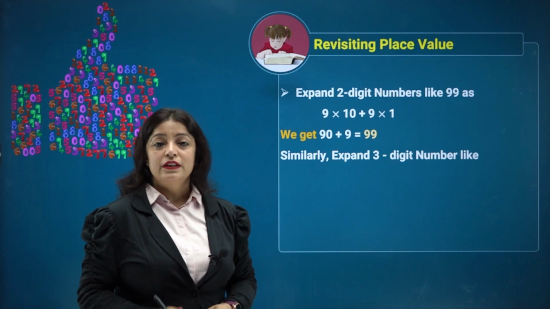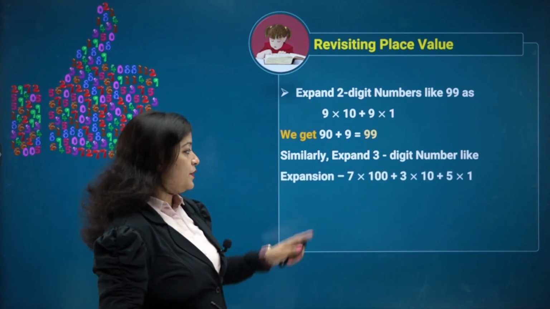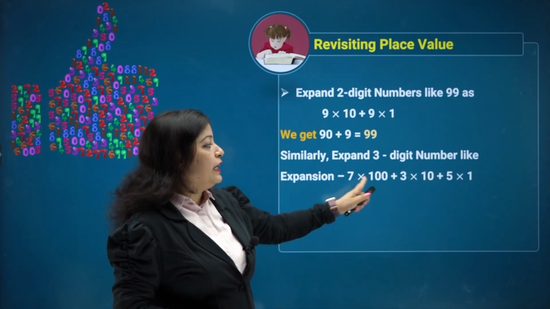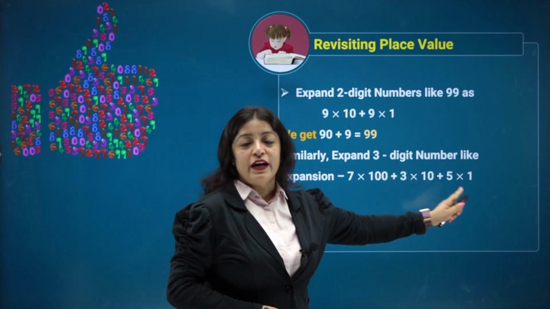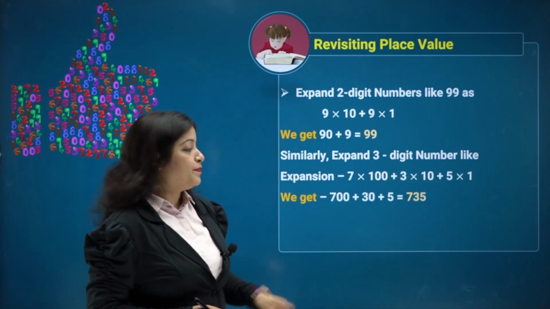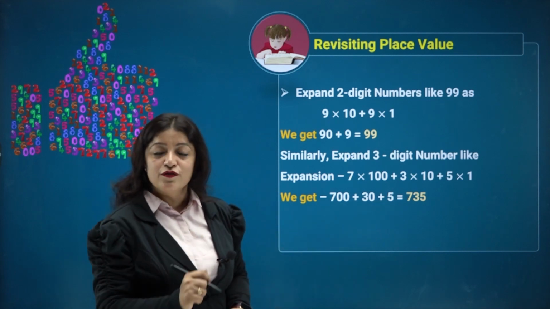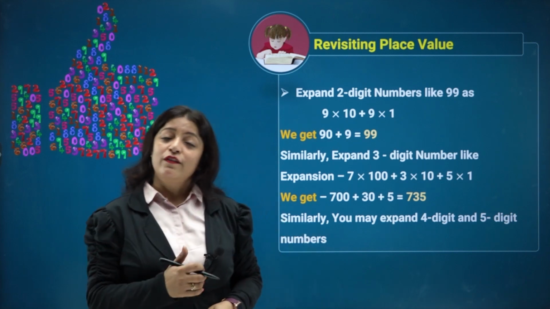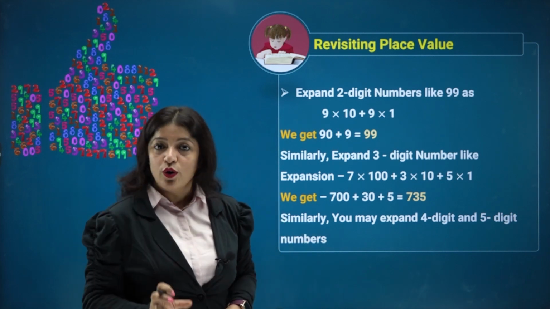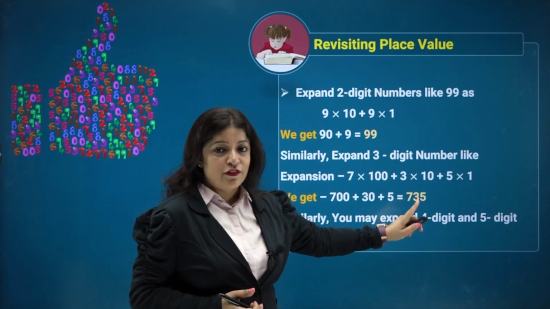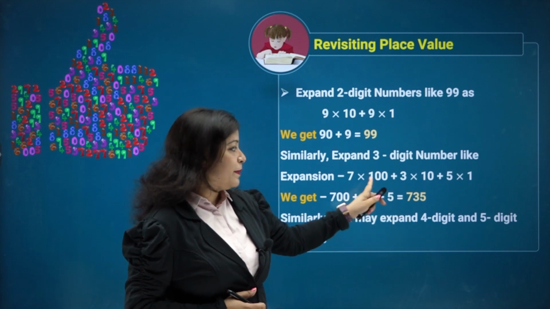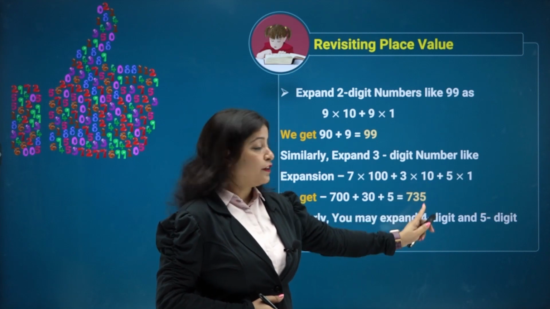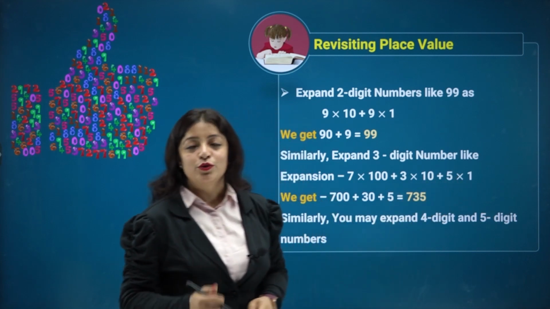Isn't it simple? Similarly, expanding a 3 digit number, for example 735. So how to write that number? 7 times 100, 3 times 10 and 5 times 1. We get the number here 700 plus 30 plus 5. That gives you 735. In the same way, you may expand any 4 digit number or a 5 digit number. The only thing that you have to ensure is, in the number, suppose 735, 7 is on the hundreds place. So 7 will be multiplied by 100. 3 is on the tens place. So 3 is multiplied by 10. 5 is on the units place, so 5 is multiplied by unit, that is 1.